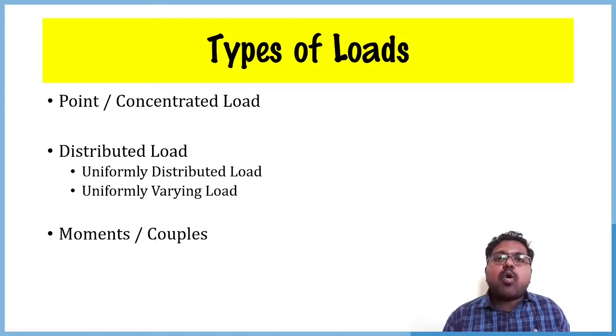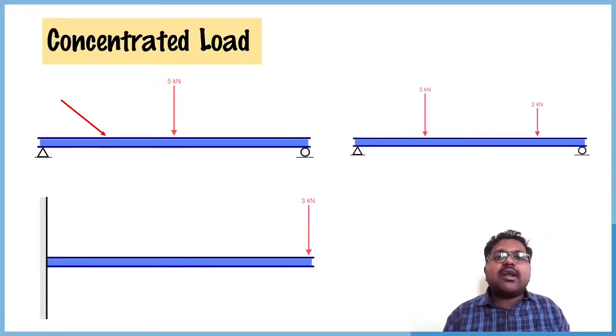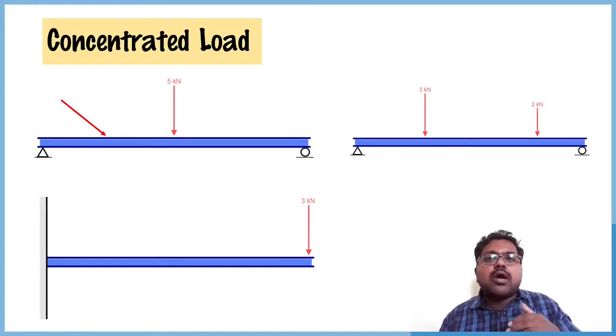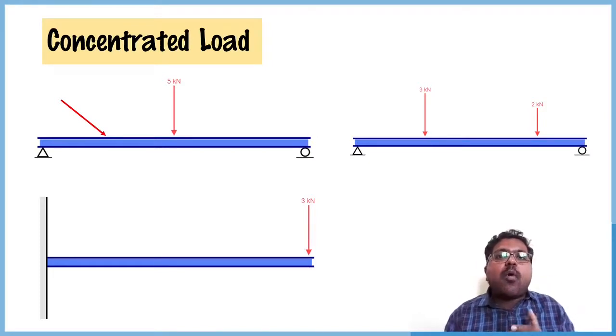The first one is point load or concentrated load. The second one is distributed load. In that one, again we have a uniformly distributed load and a uniformly varying load. And the next one is moments or couples. So see the first one now, the concentrated load or point load. On a beam, when a point load or a sharp load acts at a place or at a point, such kinds of loads are called concentrated loads or point loads.